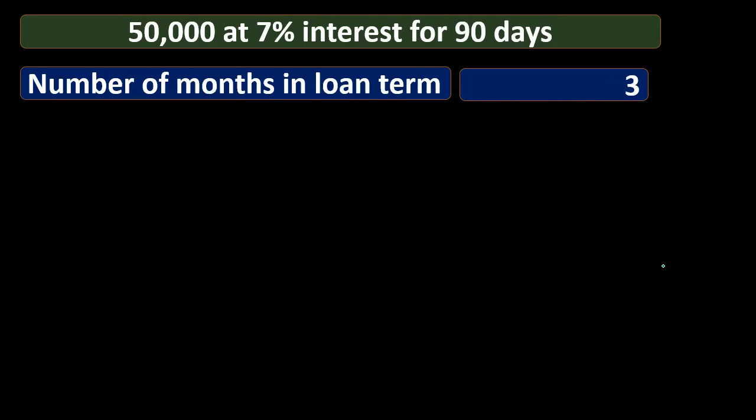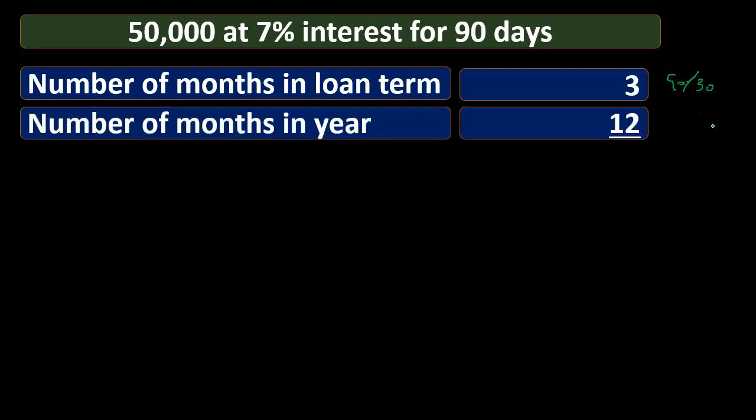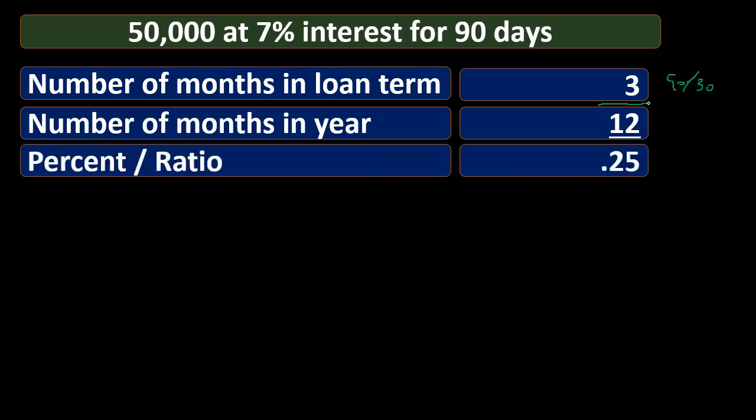Next, we'll do the same type of thing, but now we're going to do this by the number of months in the loan. So remember, this is going to be 90 divided by 30. Gives us 3 months in the loan. And then we're going to take that and compare it to 12. 3 divided by 12, 3 over 12, that gives us the ratio of 3 to 12. So 3 divided by 12 will give us that same 0.25.